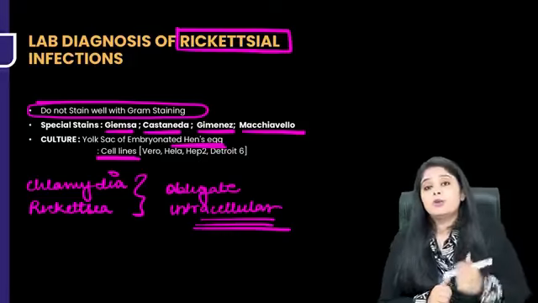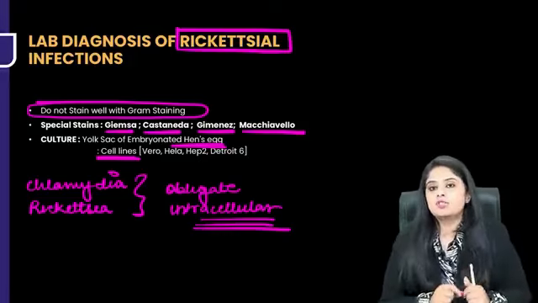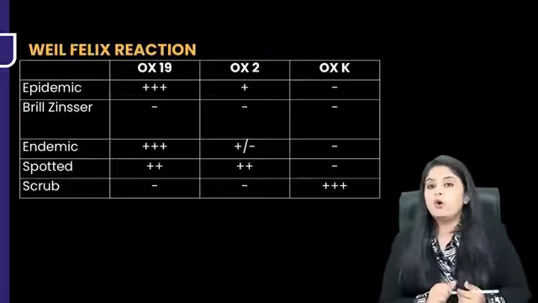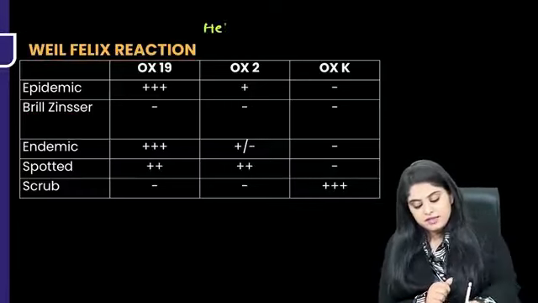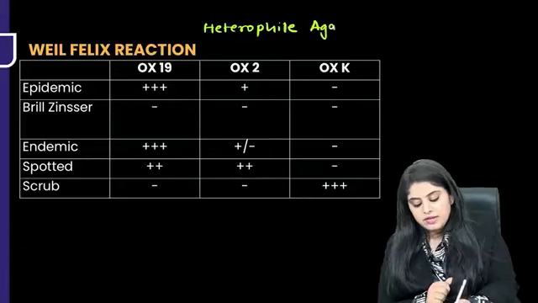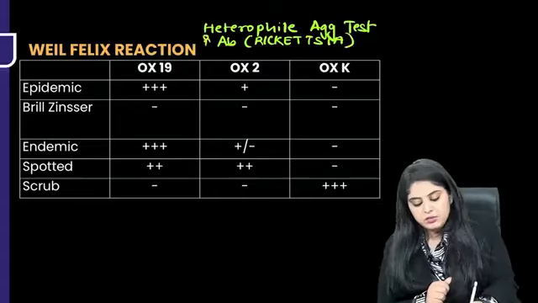Done. Before I end, I want to do a cross reaction. For the diagnosis of all of these, there is something called the Weil-Felix test. What is the Weil-Felix test? It is a heterophile agglutination test. Heterophile agglutination test means I want to find out the antibodies of Rickettsia. From whom? From a human being. I want to find out, does a human being have antibodies of Rickettsia? That is my question mark.